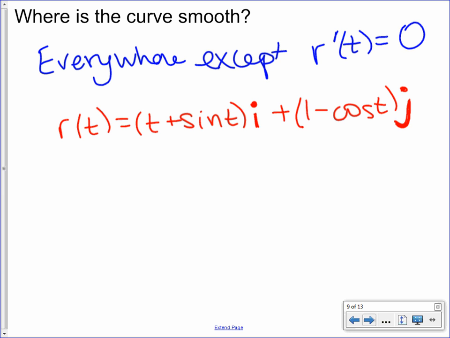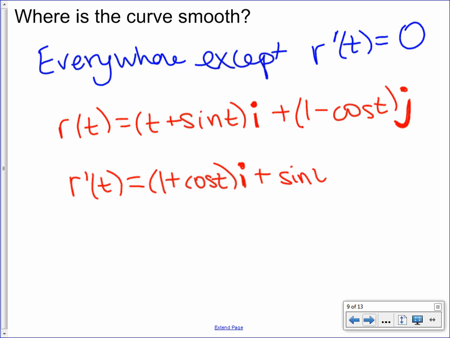So, I want to know if this is smooth. So what should we do? 1 plus cosine t i plus sine t j. Always, because they're bolded. That's to tell you it's the vector i. And really r is bolded too.